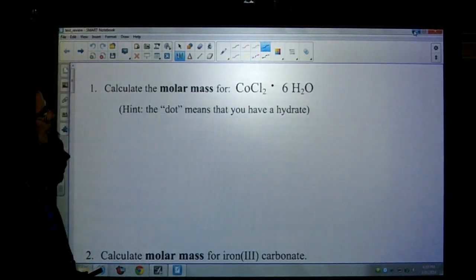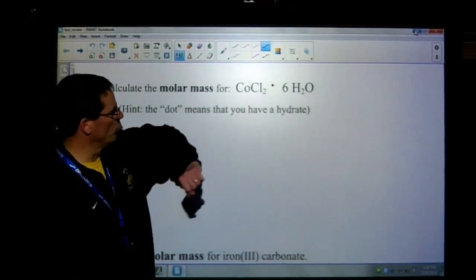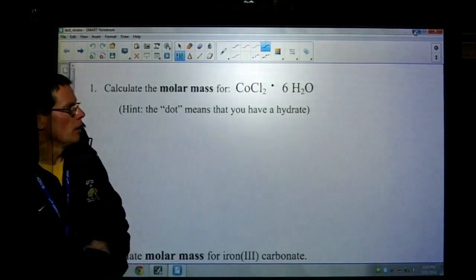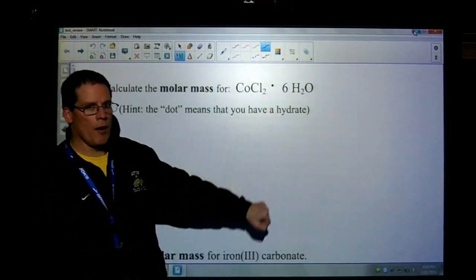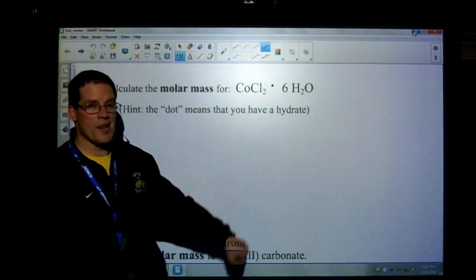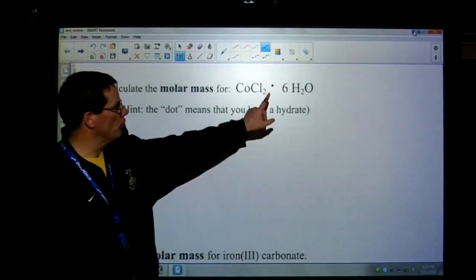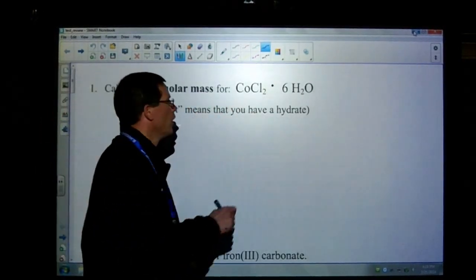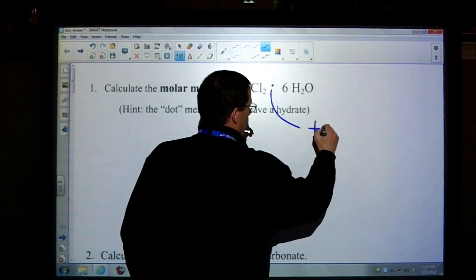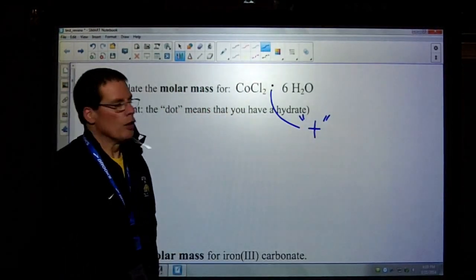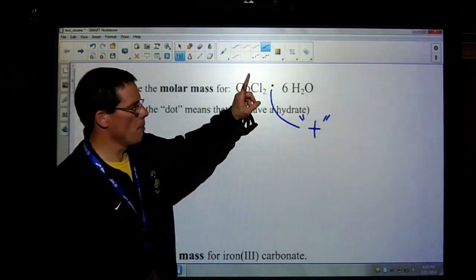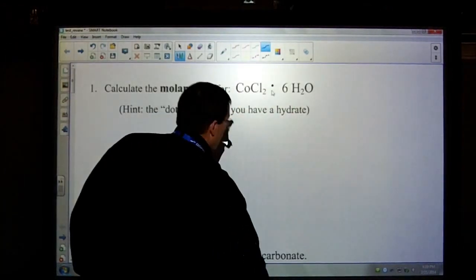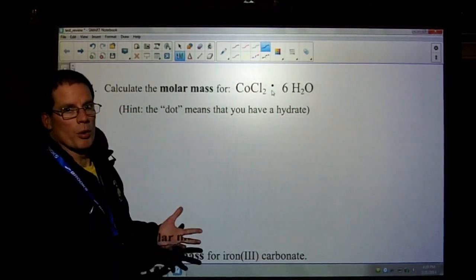Number one says calculate the molar mass for this cobalt Roman numeral 2 chloride solution that actually happens to be a hydrate. Now again, when we talked about hydrates earlier on, we talked about what that dot right there represents. This dot does not represent a multiplication sign. This dot represents that you have a hydrate and that water is chemically attached to it. So when you see a dot like this, you want to be thinking that's a plus sign. So we're going to add the mass of the cobalt chloride to the mass of these six waters. So that's a real easy point to earn, but you don't want to lose it because of multiplying something.